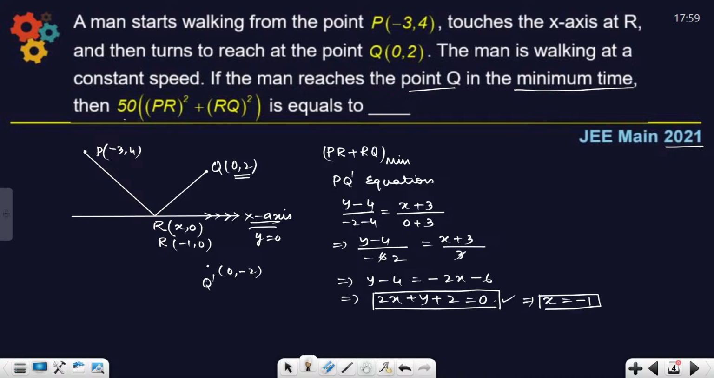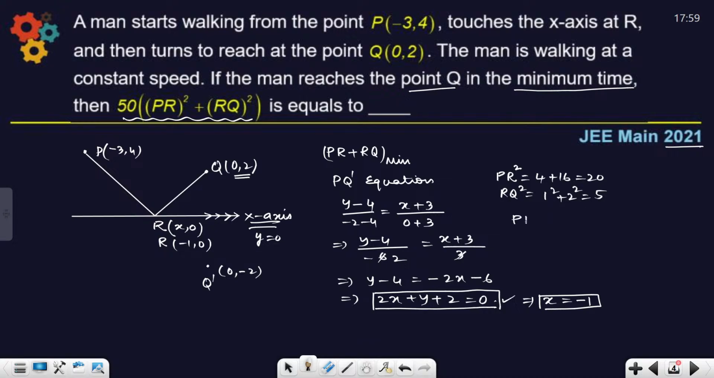Now we have to find the value of this expression. So what is PR square? That is the square of the distance between P and R. It will be 4 plus 16, that is 20. And what is RQ square? RQ square will be 1 square plus 2 square, that gives us 5.